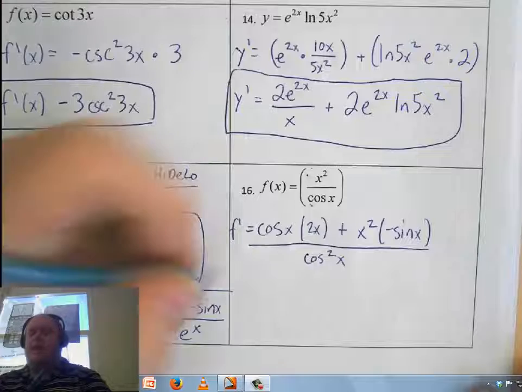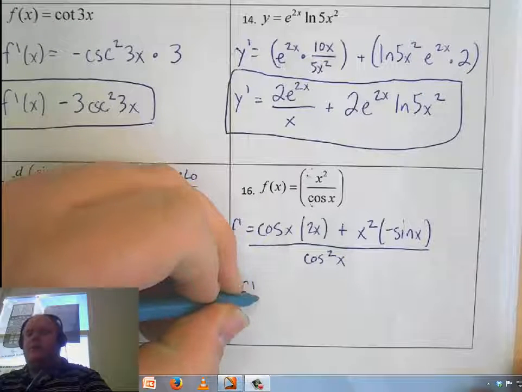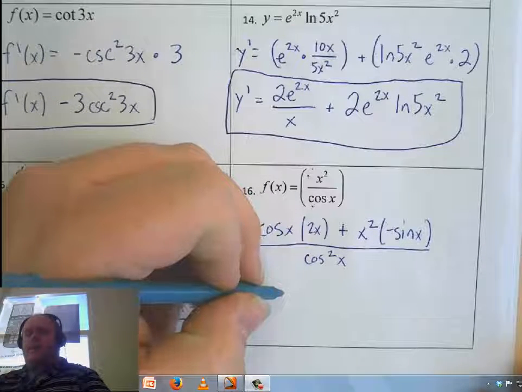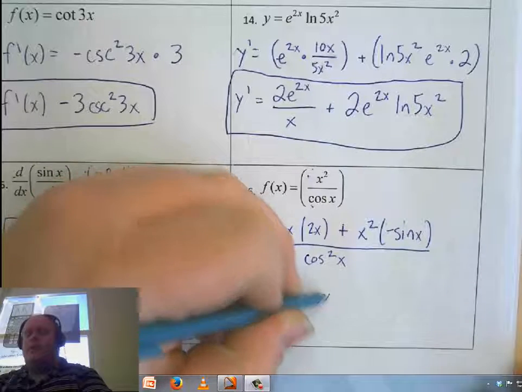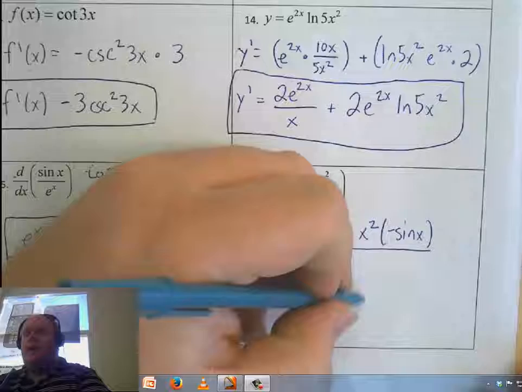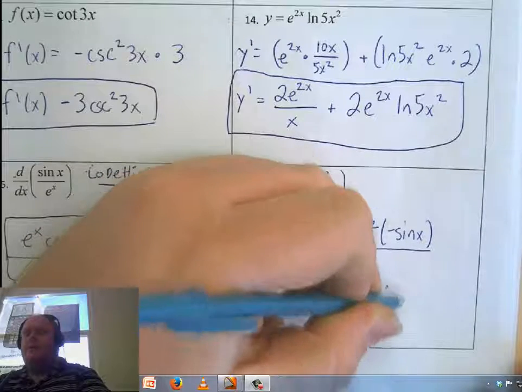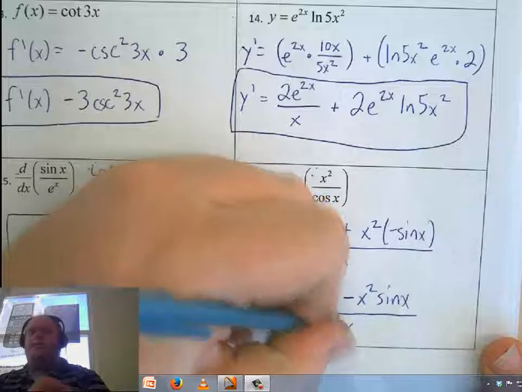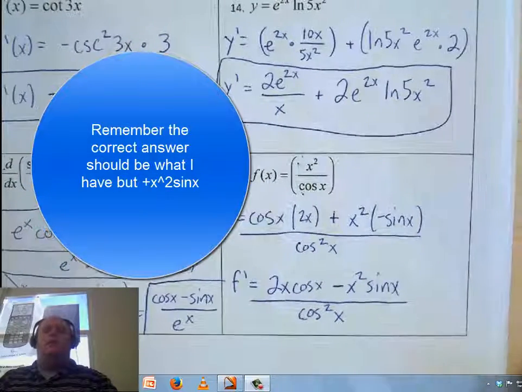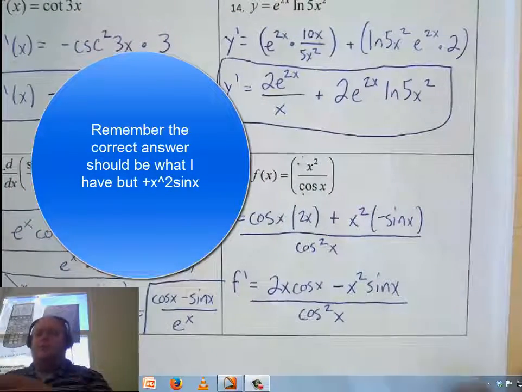And when I simplify this guy, f prime is going to equal 2x cosine of x minus x squared sine of x over cosine squared of x. So there you go. That's a good answer. We can leave it like that.